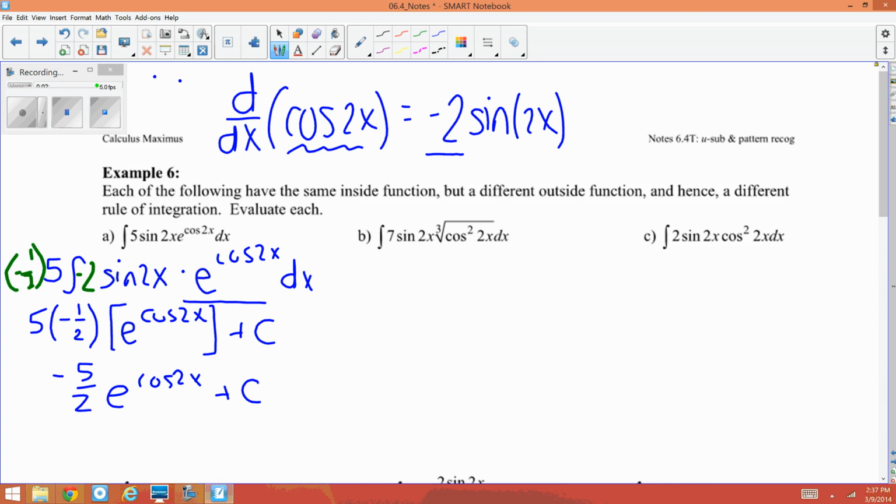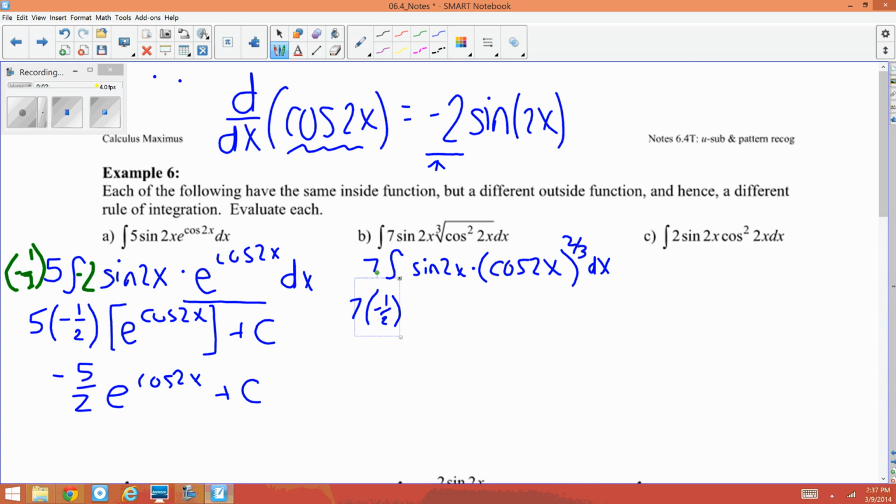All right, next one. I don't like the way this is written. I'm going to rewrite it. I'm going to pull that constant out. I have my sine of 2x times, and this I have cosine of 2x to the 2/3 power. So this is similar to what we had last time. I have my 7, that's my constant. I am again missing that negative 2, so I need to correct for it by multiplying by negative 1/2.